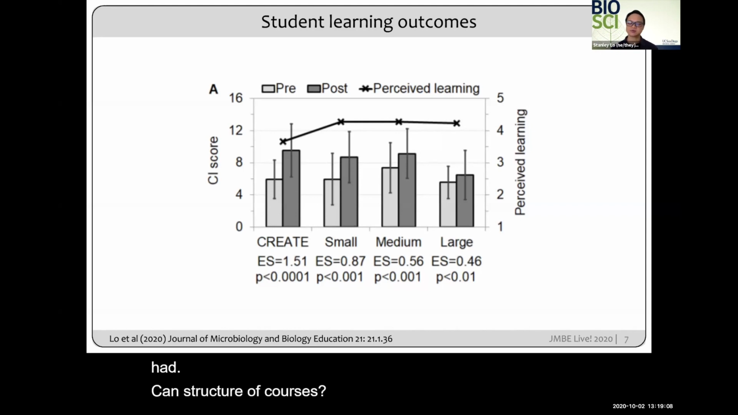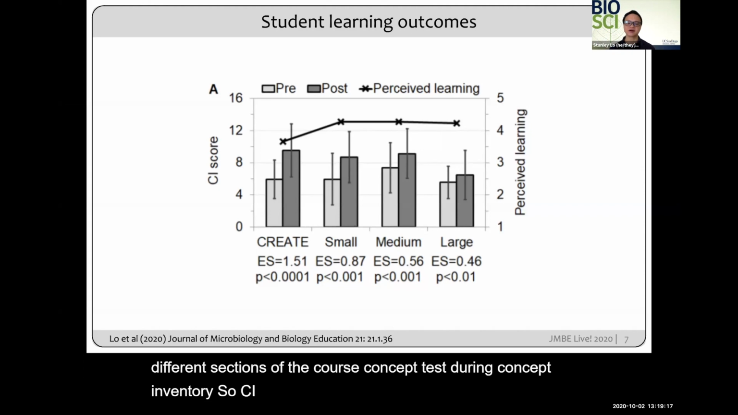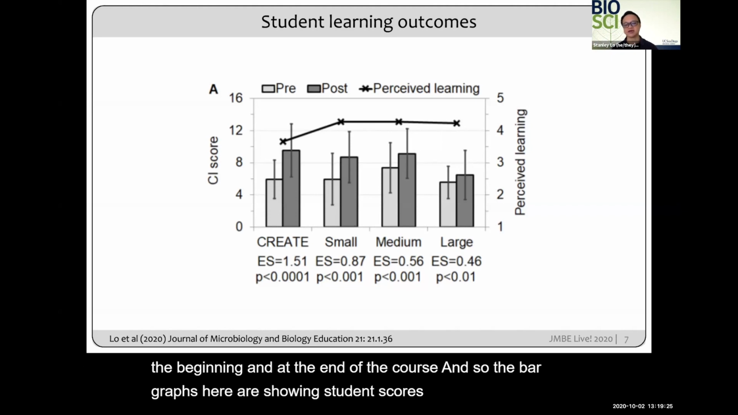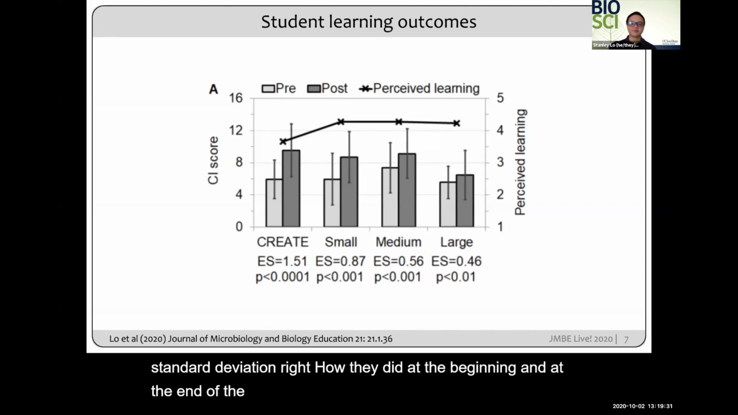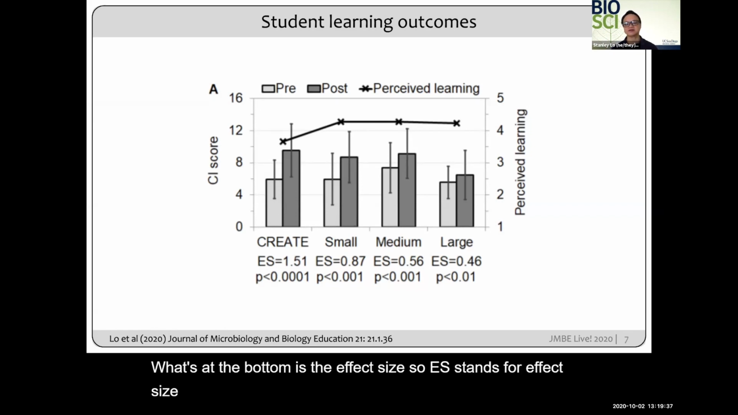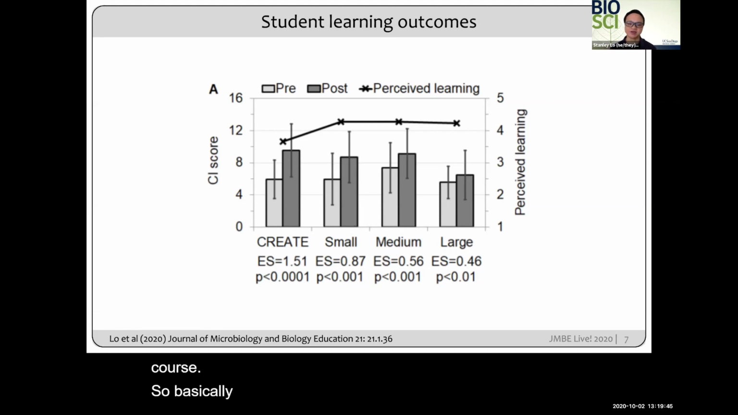And so what we did was we gave students from all these different sections of the course a concept test, or a concept inventory. The CI score is the score of the concept inventory at the beginning and at the end of the course. The bar graphs here are showing student scores on average with the standard deviation, how they did at the beginning and at the end of the course. What's at the bottom is the effect size. ES stands for effect size, and it's the number of standard deviations that students did better at the end of the course compared to the beginning. Basically the difference of post minus pre, normalized or divided by the standard deviation.